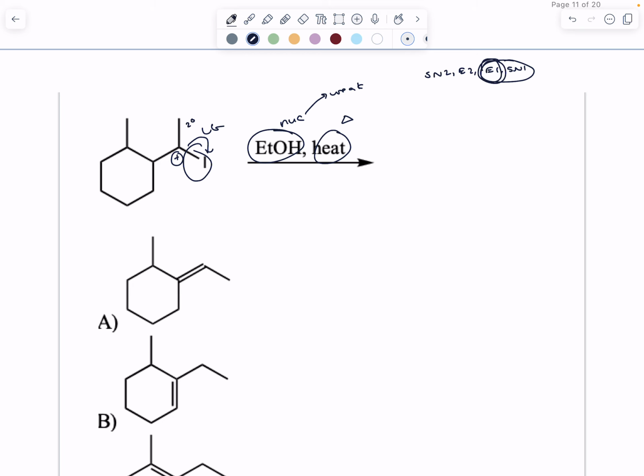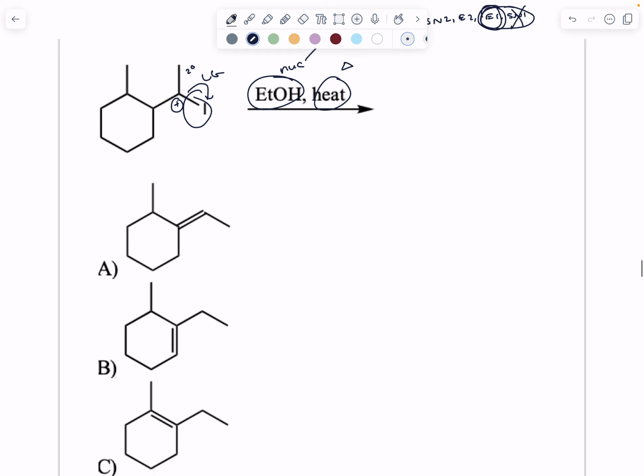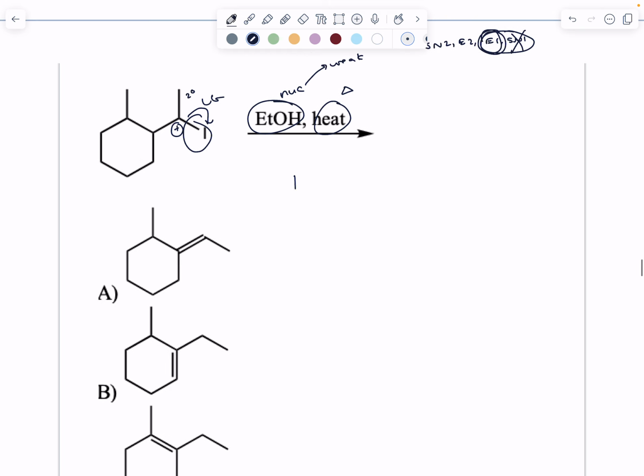And then heat makes me think E1 over SN1. So I think this is going to be an elimination reaction. So the leaving group would leave, and you're going to get this secondary carbocation, which will rearrange to right here. And then you will get an elimination. So we could take a hydrogen from one of many spots here, but we're going to try to get the most substituted one. So I'm going to draw all the potential products that could take place.